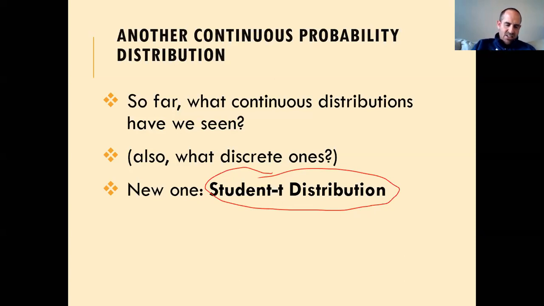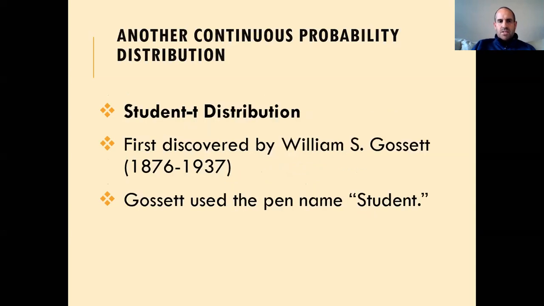This is a continuous distribution, so it's going to be another continuous distribution that we're going to heap onto the pile of ones that we already know things about. Here's how the student t distribution came about. There was a guy named William Gossett who happened to work for Guinness Brewing Company. You've probably heard that name before. I believe it's in Dublin, Ireland.